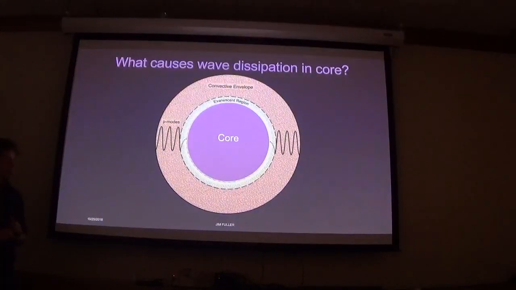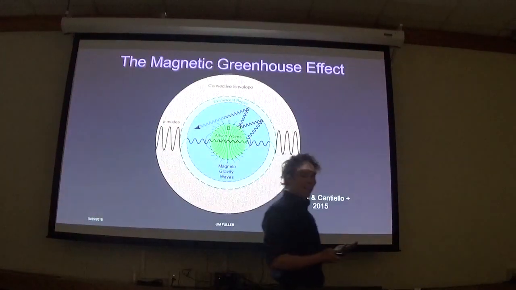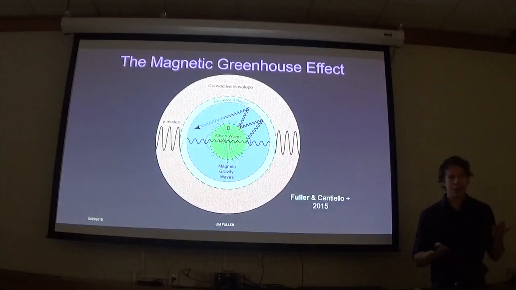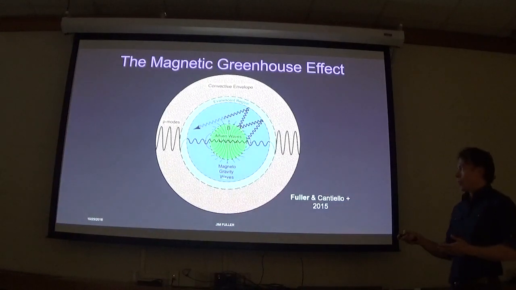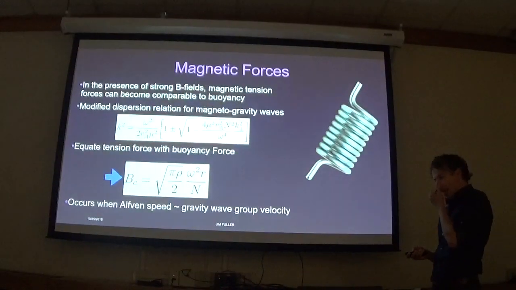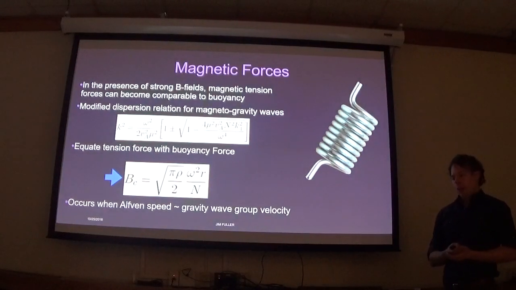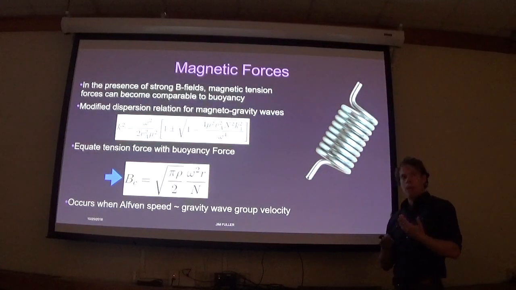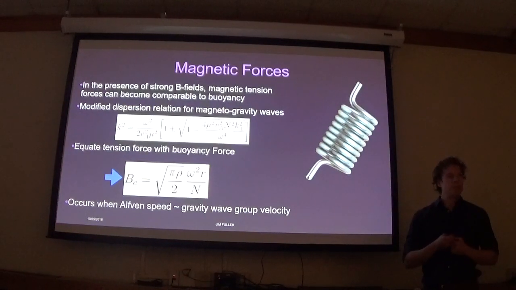Okay, so that's what we think is going on. What I think is producing that dissipation is, as you can guess, magnetic fields. There's an effect called the magnetic, I like to call it the magnetic greenhouse effect. So the idea is that there are strong magnetic fields in the cores of these stars that alter the waves. The reason that happens is if you add in a magnetic field, there are now magnetic tension restoring forces that try to resist the motion of the wave.